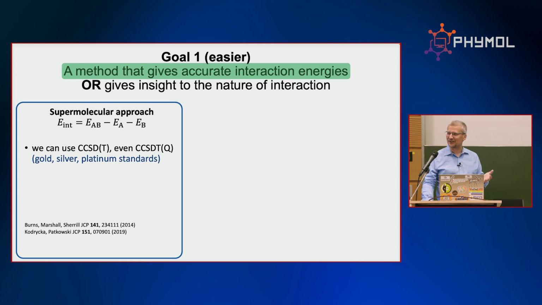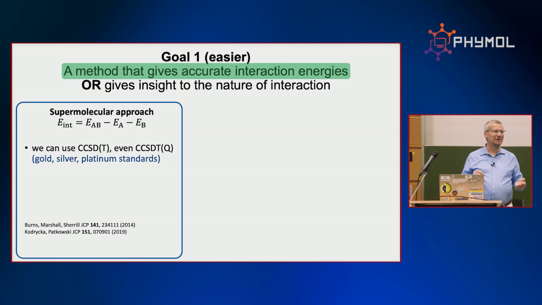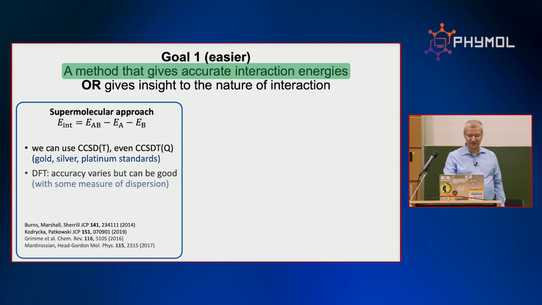If you want to go beyond gold, there's a platinum standard, then you need to do something like CCSDT(Q). But in general, if you have a powerful computer and time to spare, there are ways to get very accurate numbers for the interaction energy. Can you use DFT? Yes, but as usual with DFT, your mileage may vary, and definitely you need to account for dispersion in some good way.